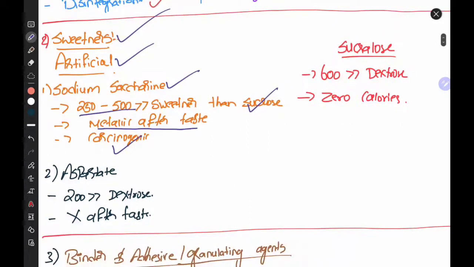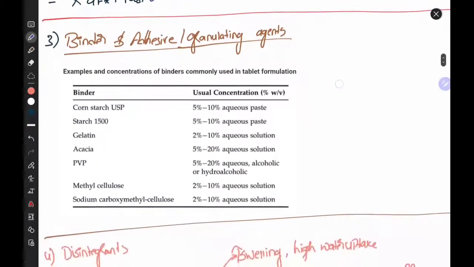The next one is aspartame. Aspartame is 200 times sweeter than dextrose and it does not have an aftertaste. Sucralose is 600 times sweeter than dextrose, and it has 0 calories. So, if you want to prepare any medication or any food with 0 calories, try to use sucralose.